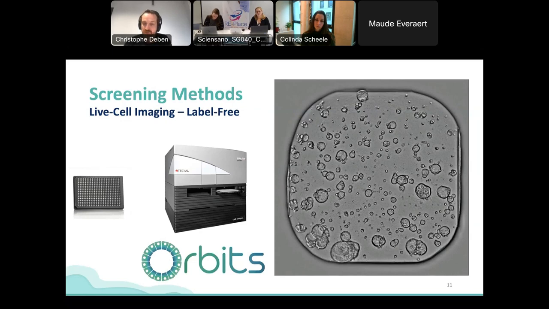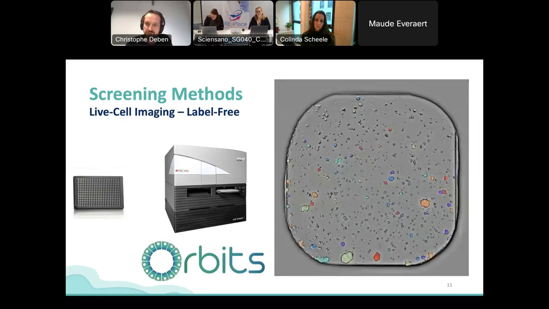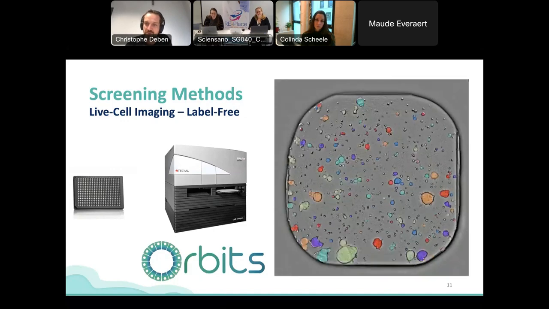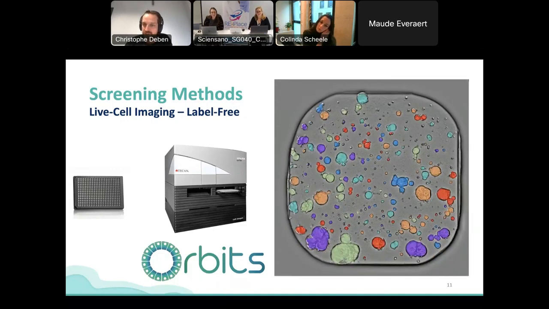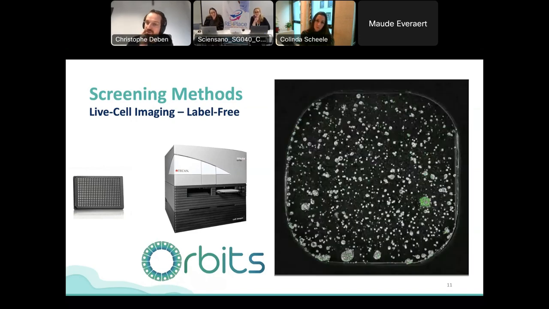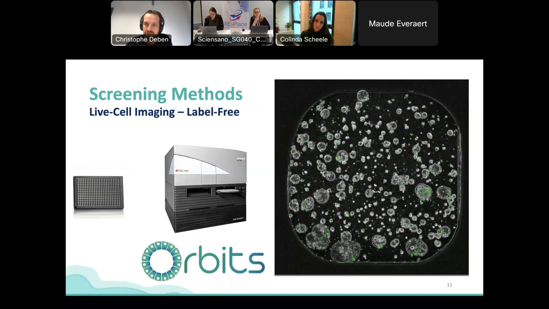But then the image analysis was also lacking. So we developed our own image analysis and we really wanted to work label free. So now we can accurately quantify the size, the count, the interaction and so on from these organoids using label free image segmentation. And we still include a cell death dye so that we can also quantify the dead cells in the organoids. You can see here, these are quite viable organoids, so not all of them are dead.